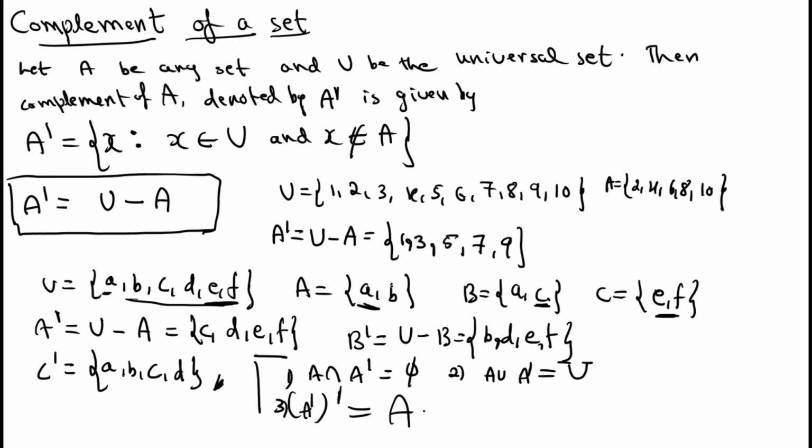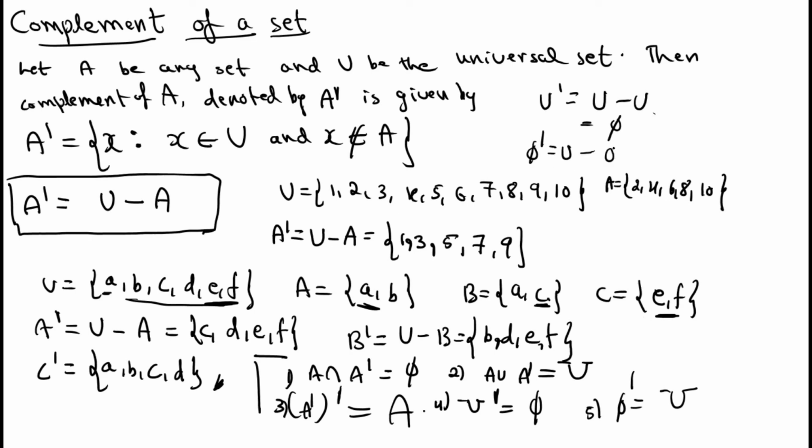Then the fourth one is the universal set complement. Universal set complement is equal to the empty set. Why? Because U dash is U minus U only, right? U minus U is not 0, it's a set, so U minus U is the empty set. Then the fifth one is the empty set complement. Empty set complement is equal to the universal set. Why? Empty set complement is equal to the universal set minus the empty set, which is the universal set only, right?